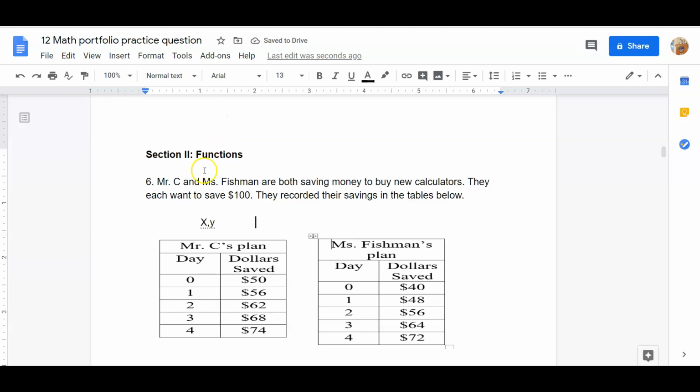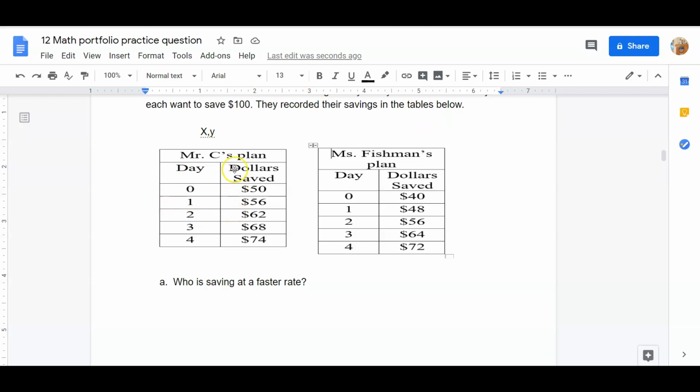So when we read this question, it reads, Mr. C and Miss Fishman are both saving money to buy new calculators. They each want to save $100. They recorded their savings in the tables below. So we have two tables here, both different plans, my plan and Ms. Fishman's plan. We have on the left the X column, the days, and on the Y column, or the right, we have the dollars saved.